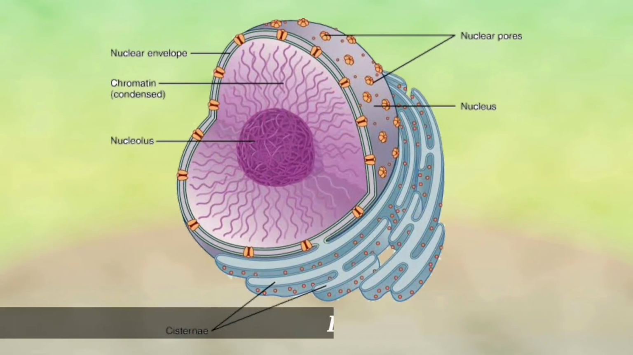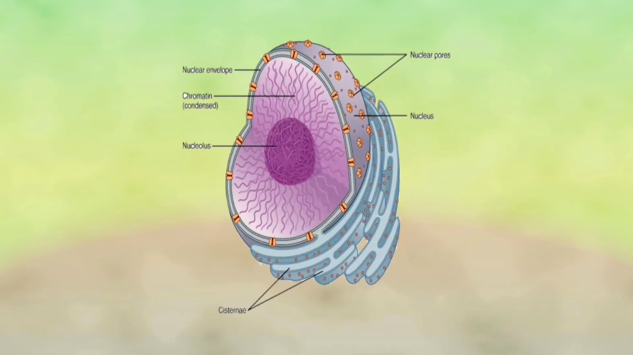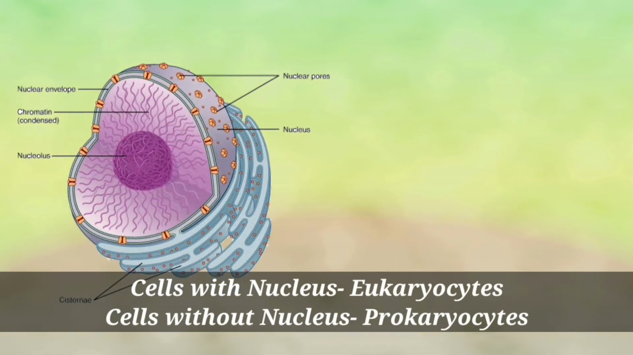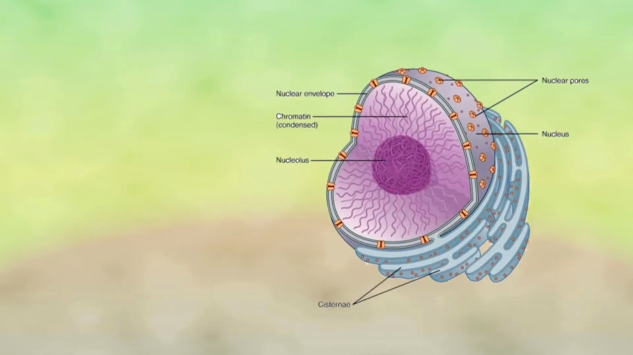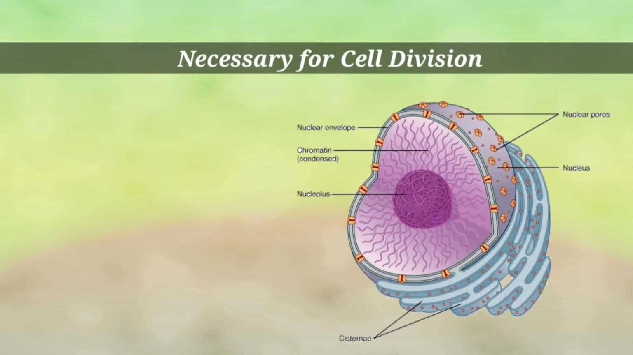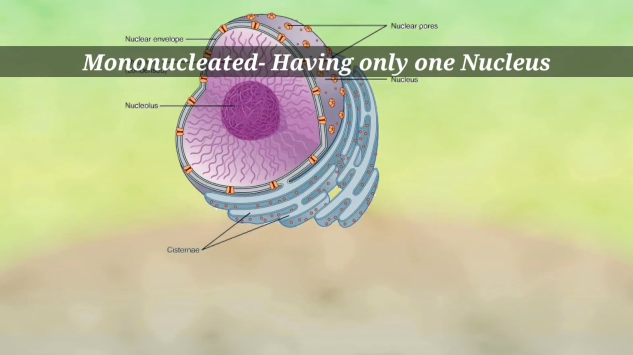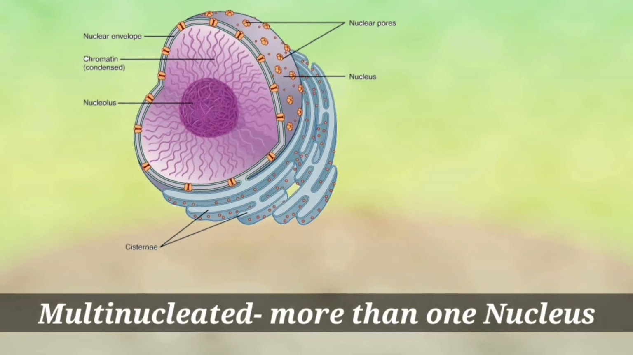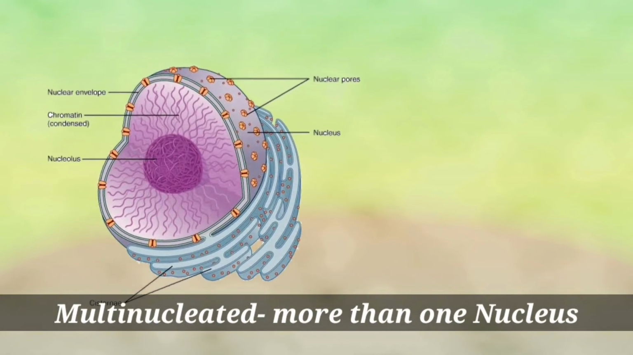Now, the most prominent and largest cellular organelle, nucleus. It occupies about 10% of total cell volume. Cells with nucleus are known as eukaryotes. Cells without nucleus are known as prokaryotes. Nucleus is necessary for cell division. Most of the cells are mononucleated or uninucleated, means they are having only one nucleus. The cells like skeletal muscles having more than one nucleus, they are known as multinucleated cells.